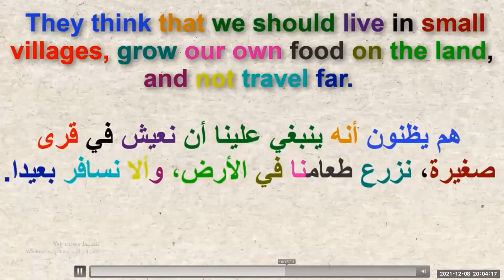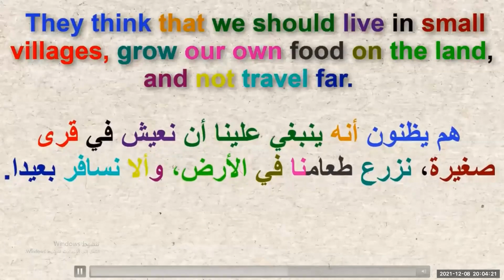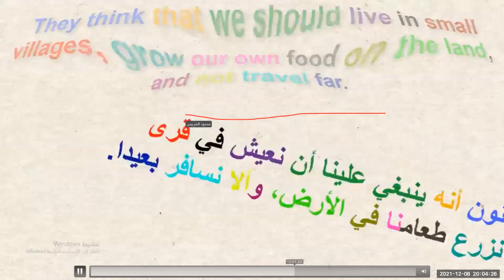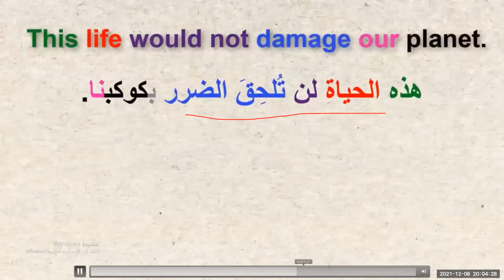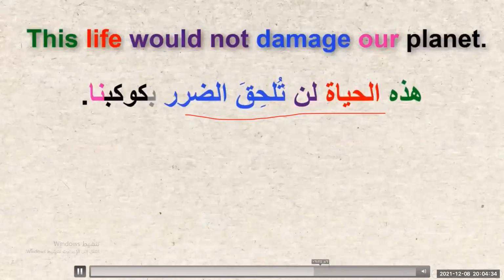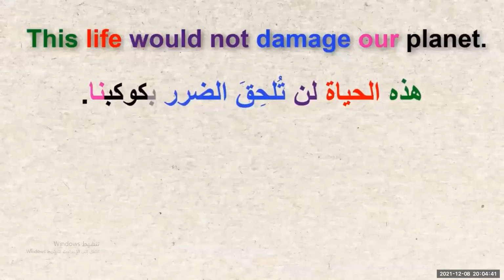They think that we should live in small villages, grow our own food on the land, and not travel far. This life would not damage our planet. I would like to pronounce this sentence. Miss Zahra, unmute yourself, please. Miss Zahra. This life would not damage.